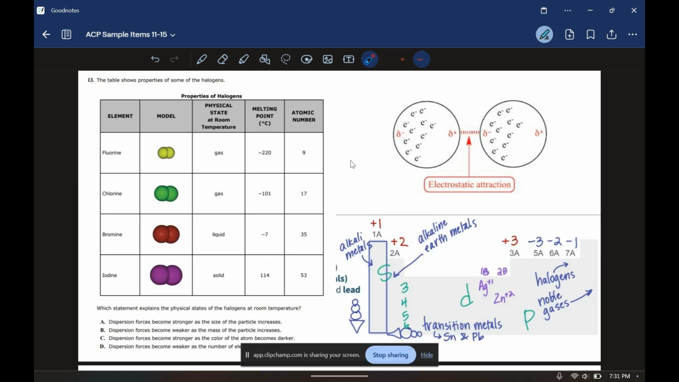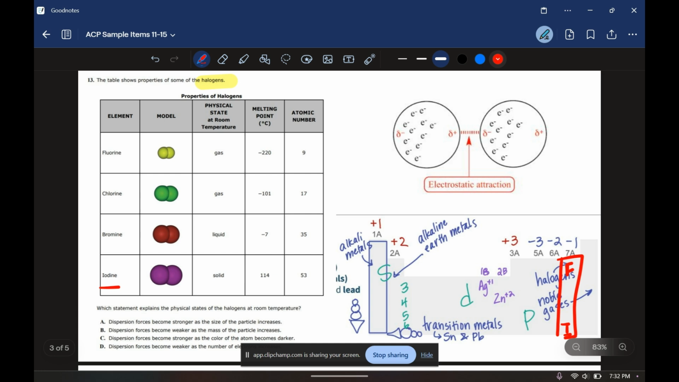Okay, question number 13. The table shows properties of the halogens. So immediately, you know you're looking at one specific group on the periodic table, the halogens. If you drew your little chart at the beginning of the ACP, like we told you to, then you'll know that your halogens are over here in group 7A. Fluorine is at the very top. And then iodine is going to be closer to the bottom. The question says, which statement explains the physical states of the halogens at room temperature?